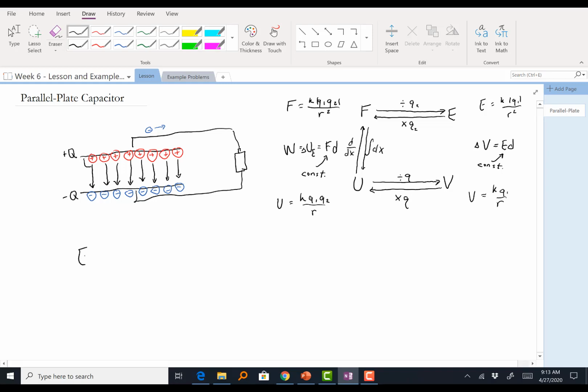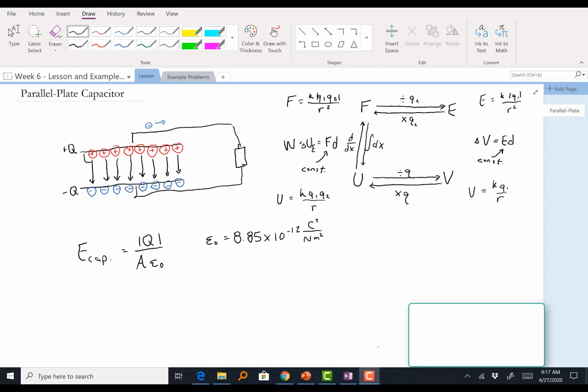Okay, so the electric field for a parallel plate capacitor is equal to the magnitude of Q, the charge on one of the plates, divided by the area of one of the plates, and this constant epsilon naught, epsilon naught being the value of 8.85 times 10 to the negative 12. And then as we saw, if we take that electric field and multiply it by a charge that we're placing between these two plates, I would be able to get the force on that charge.